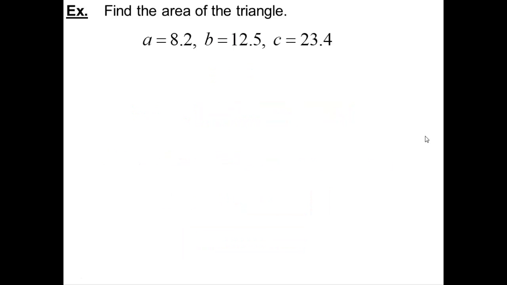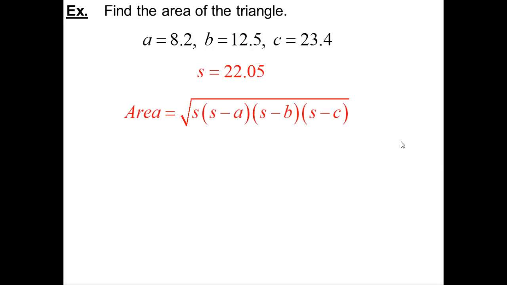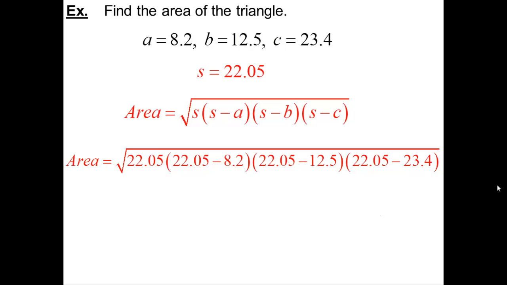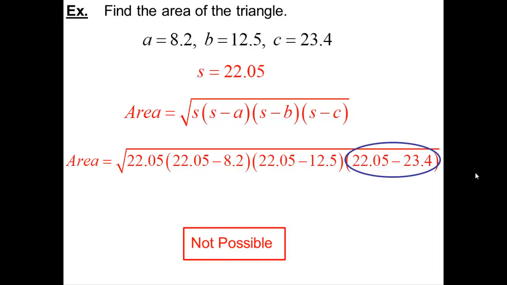All right, let's try it again. If you are starting to realize that there's a bit of a problem with this one, you would be right. You are not making a mistake. The problem is a mistake. If I were to jump into this and get my semi-perimeter of 22.05 and then plug it into the formula, hopefully you should realize right around here there's a problem. If I subtract, it becomes negative. Negative under a root means imaginary. That makes no sense when I'm asking for the area of a triangle. Area of a triangle cannot be imaginary, so we simply say not possible.